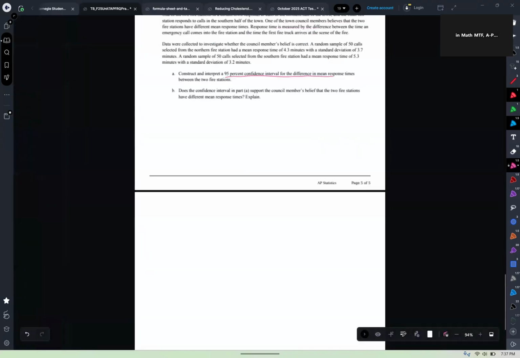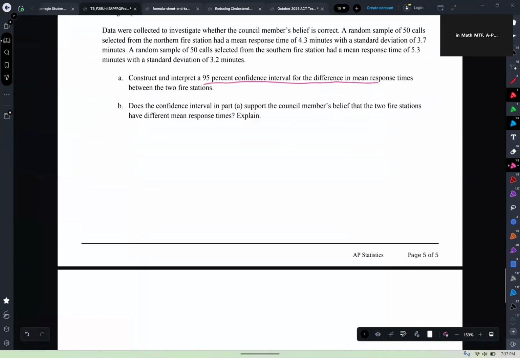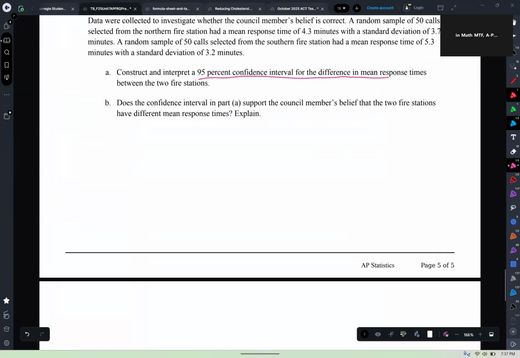Okay. So keep in mind for all of y'all that keep struggling with this, if it says construct and interpret, they still want the 4C method of inference. So choose. I'm gonna do a 95% confidence interval.